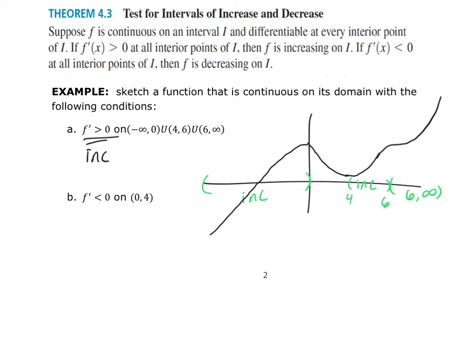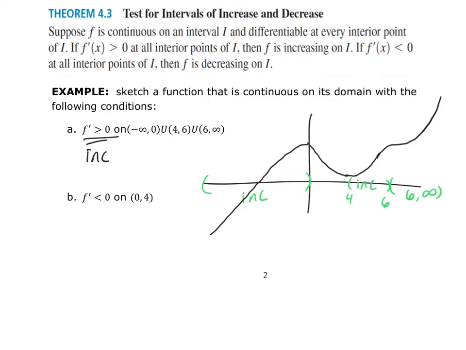Yes? Could between 0 and 4 also be a horizontal slide? Between 0 and 4, yeah, it could be also a horizontal slide. It could be just constant. But it is definitely not increasing. It's not going up the hill.